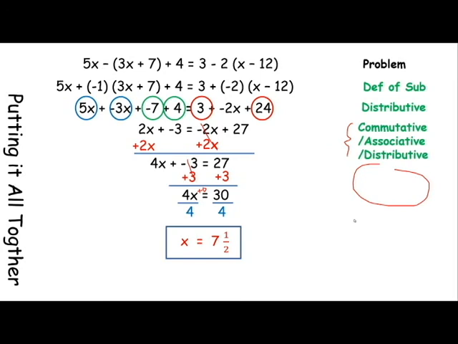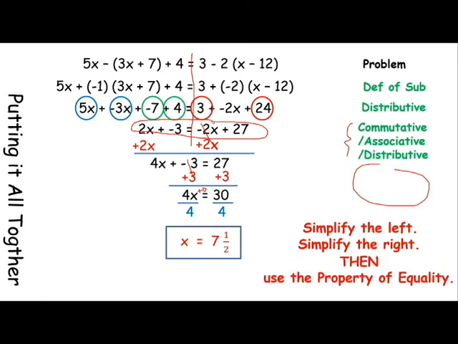Again, my suggestion to you is that you simplify each side separately first. Get them in as simple a form as you can, then use the property of equality on the variables, and then finally use the property of equality on the numbers.